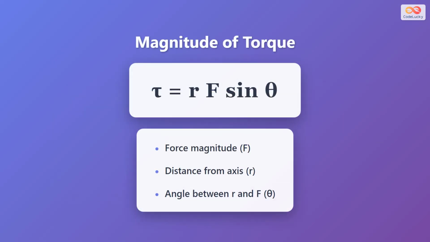The magnitude of torque can be calculated using the formula tau equals r F sine theta. This expands our understanding by showing that three factors determine how much torque is produced. First, the magnitude of the force F. Second, the distance from the axis r, and third, the angle theta between the position vector and force vector. Maximum torque occurs when the force is applied perpendicular to the position vector, where sine theta equals 1.